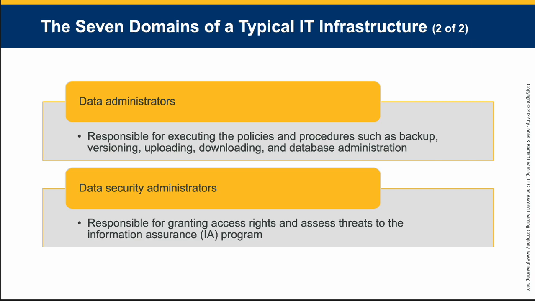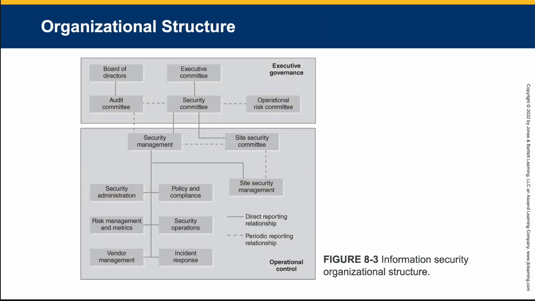So let's take a look at the organization structure for IS or security. So we have the top executive governance, top down. Basically, we have the board of directors, the head, followed by the second tier, operational control, which you mentioned earlier, for example, administrator, management.